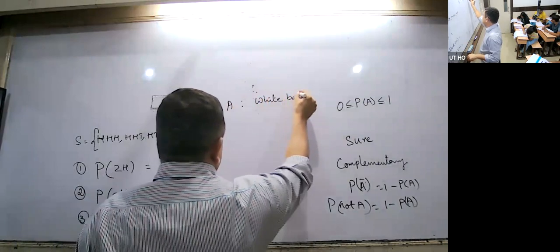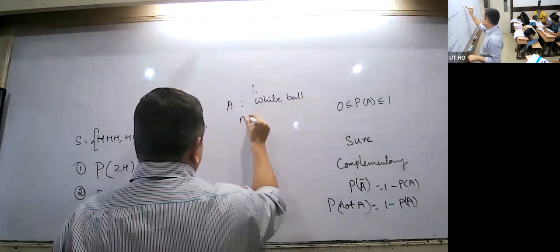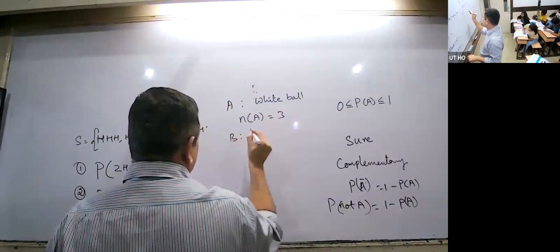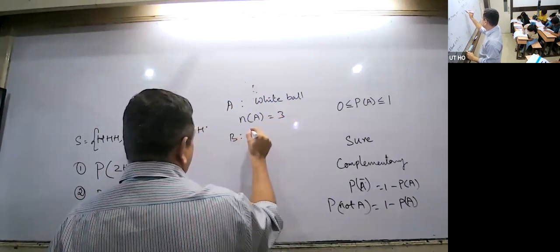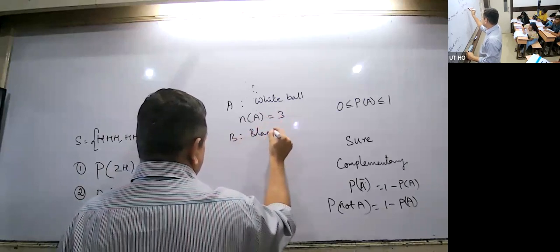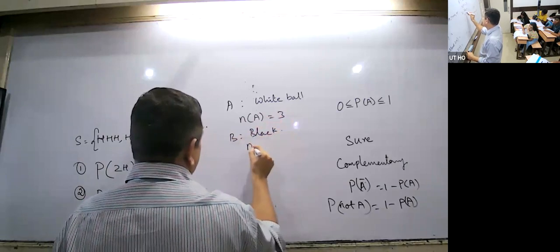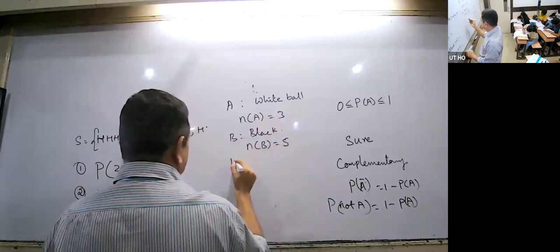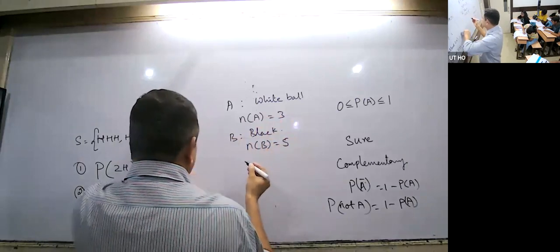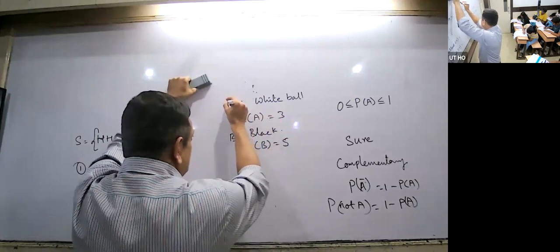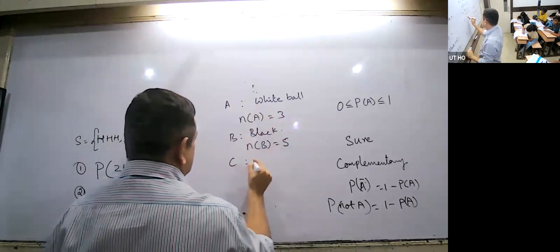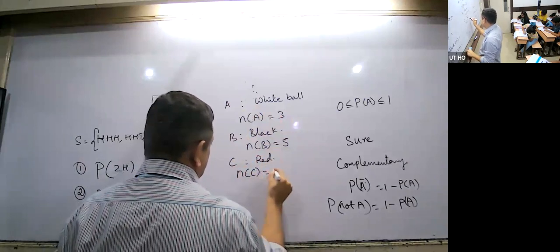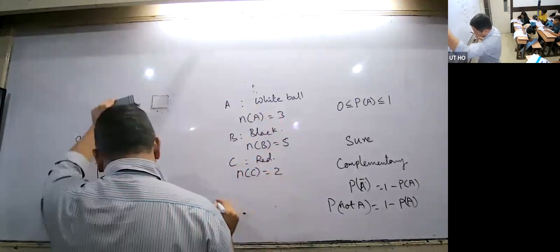Then what is n(A)? How many white balls are there? 3. B represents the black ball. How much? 5. n(B) is equal to 5. And C or R, whichever you can write. C represents red, no? Yes, sir. n(C) is equal to how much? 2. Now, what is the first question?